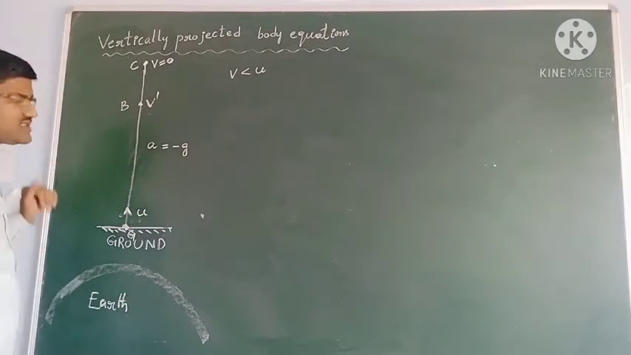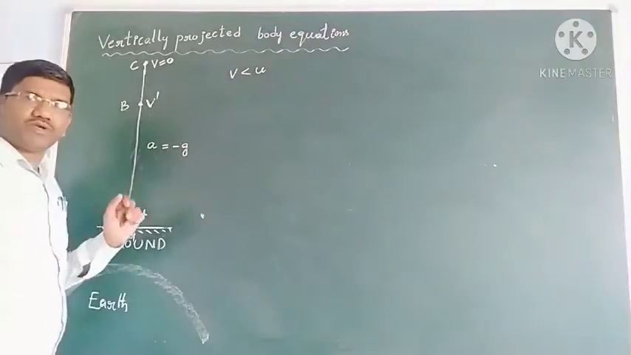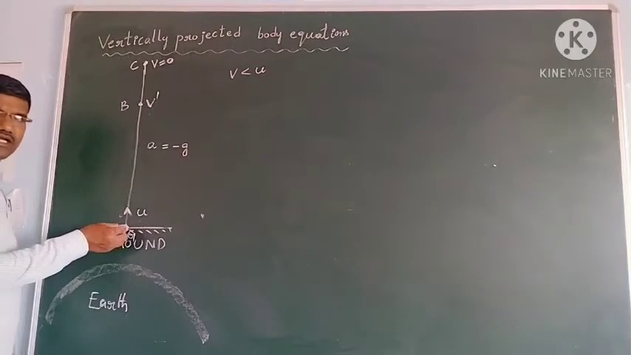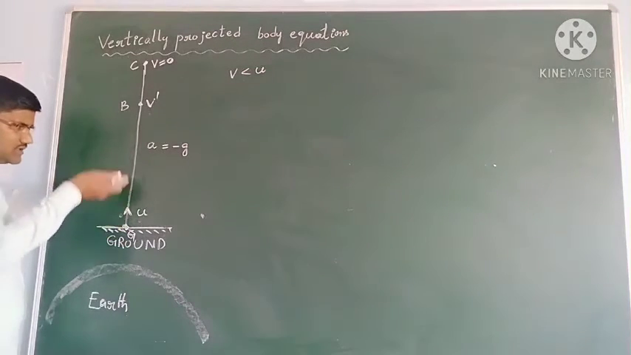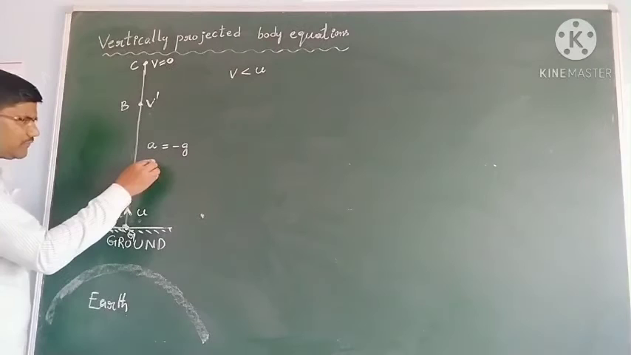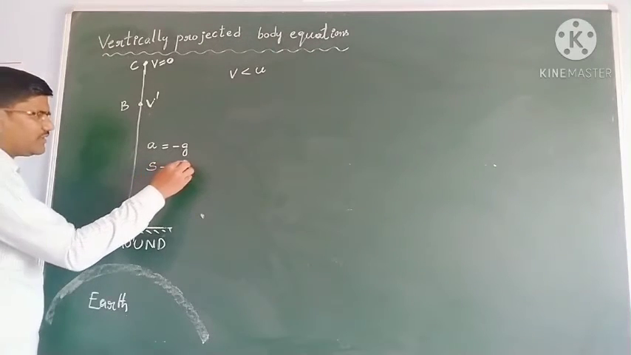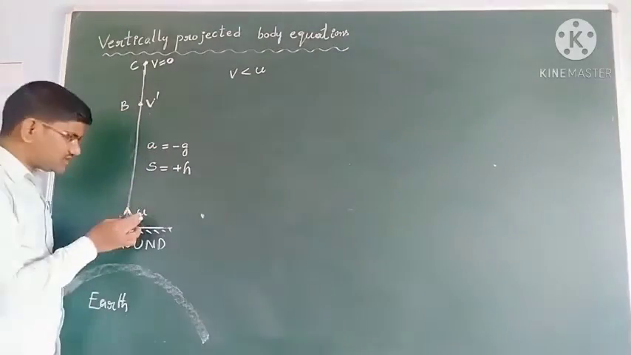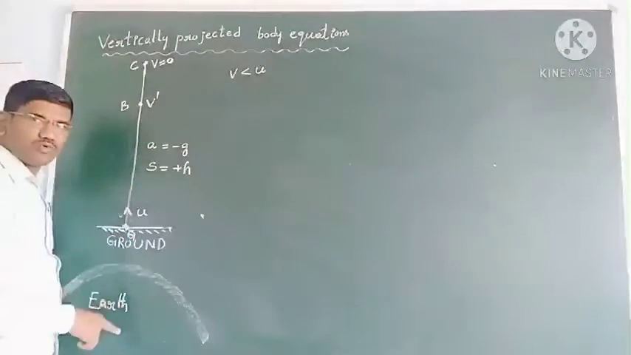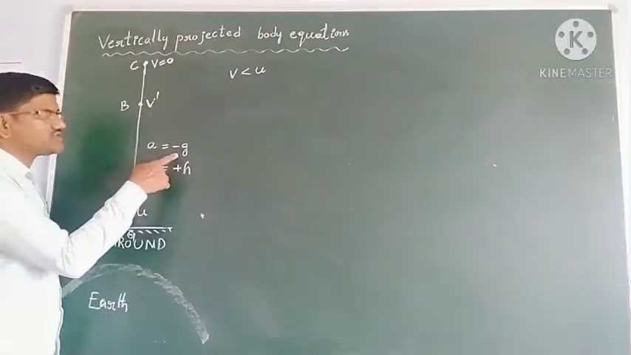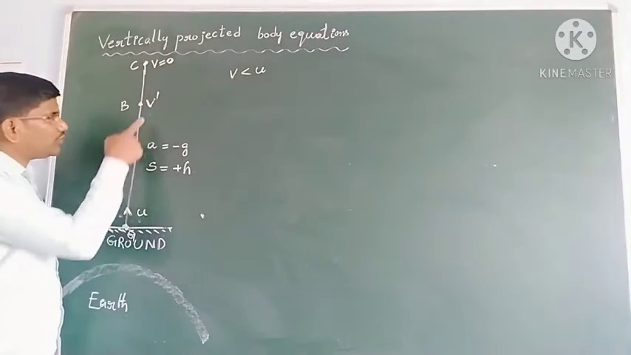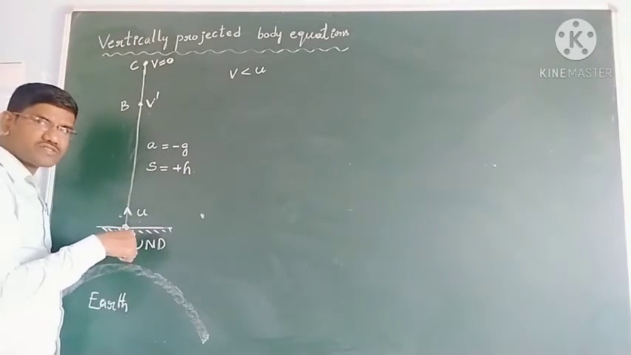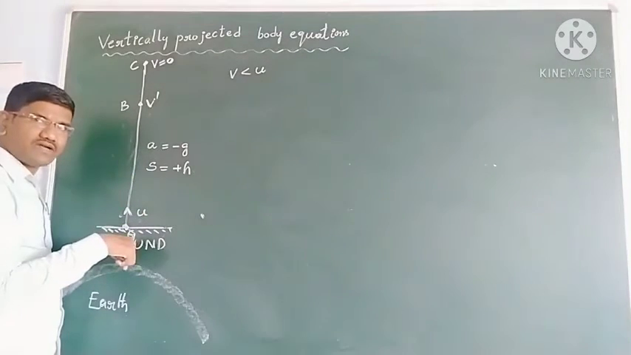First of all, let us see how the equations of motion change for a vertically projected body. This height is above the point of projection, so displacement will become plus h, and acceleration, since the speed is decreasing, means it is moving against the earth's attractive force. That's why a is minus g. U is more and v is less. It is moving against the acceleration due to gravity.